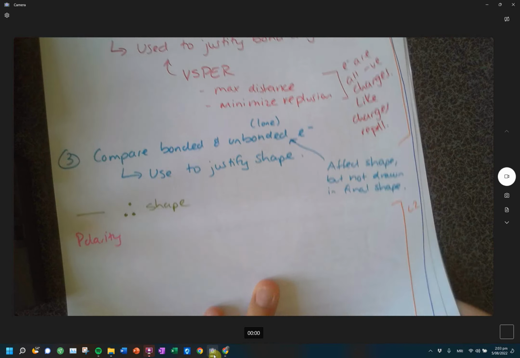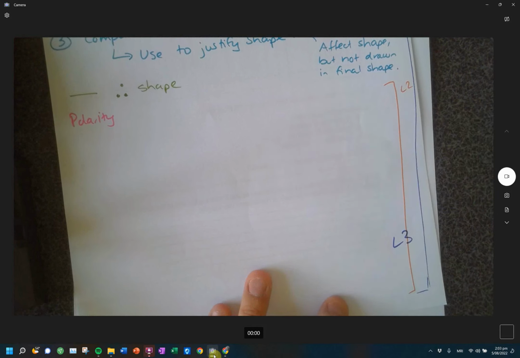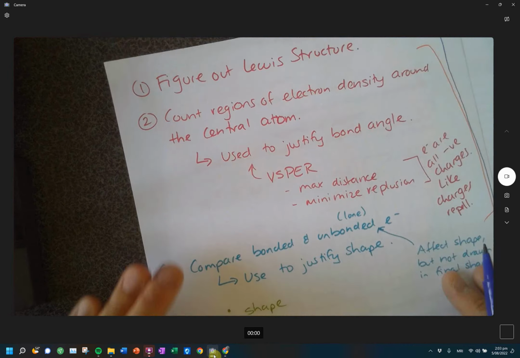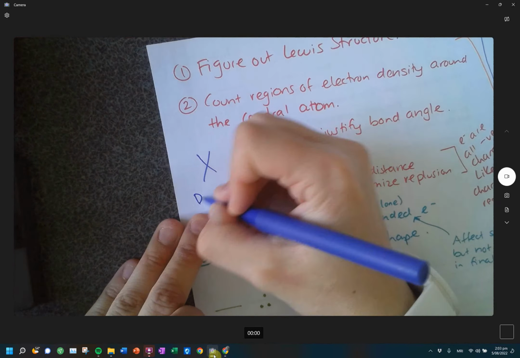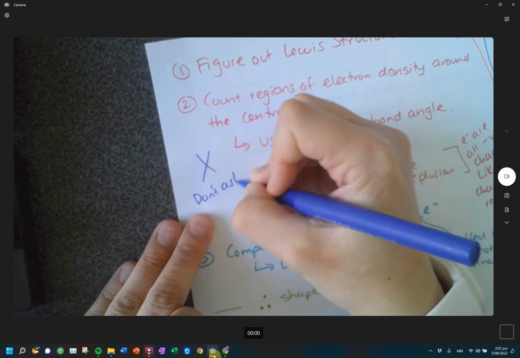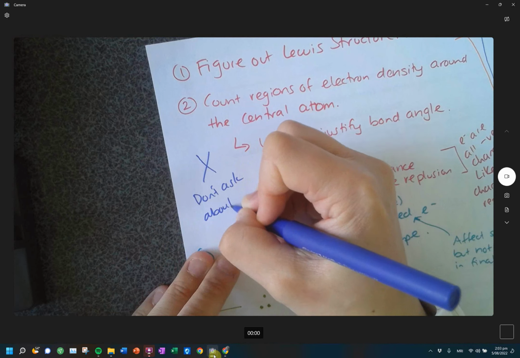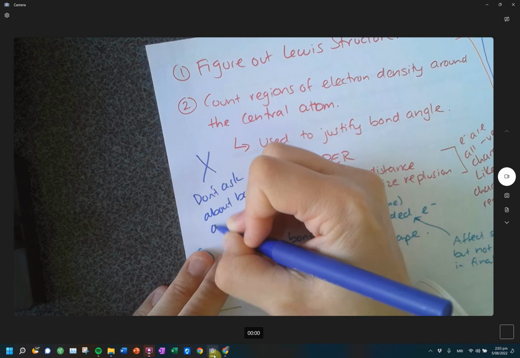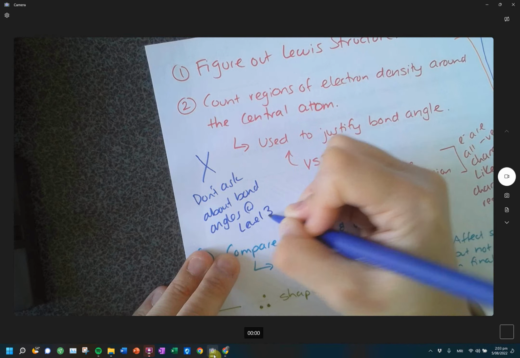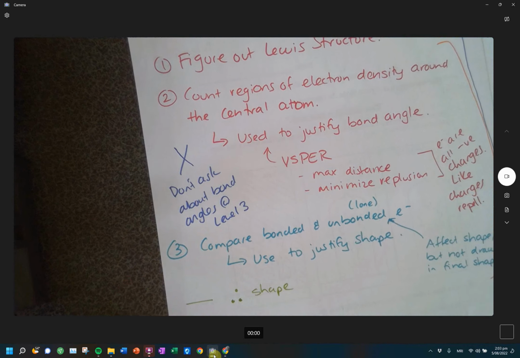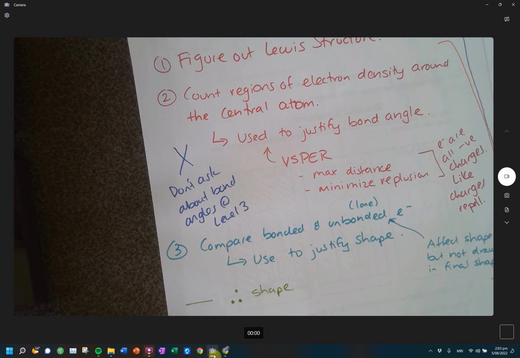So this whole thing is now one question. At level 3, they don't tend to ask about bond angles anymore. So just keep that in mind so you guys are aware of that.